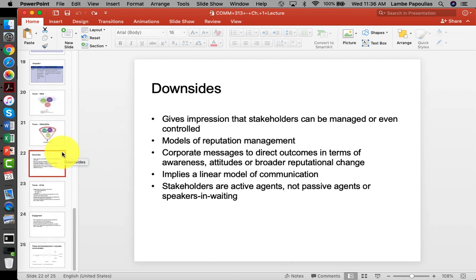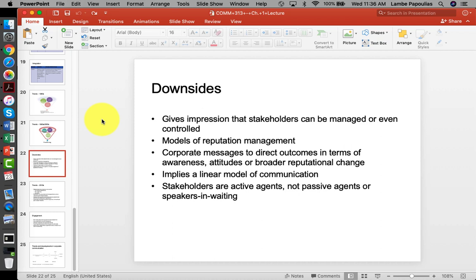And of course, there are some downsides. It gives impressions that stakeholders can be managed or even controlled. You know, nobody wants that feeling of being able to be controlled. It models reputation management, corporate messages to direct outcomes in terms of awareness, attitudes, or broader reputational change. It can even imply a linear model of communication. You don't want a linear model.